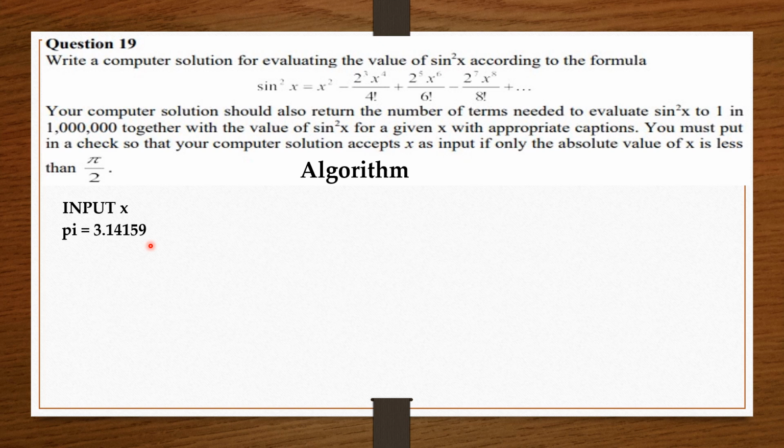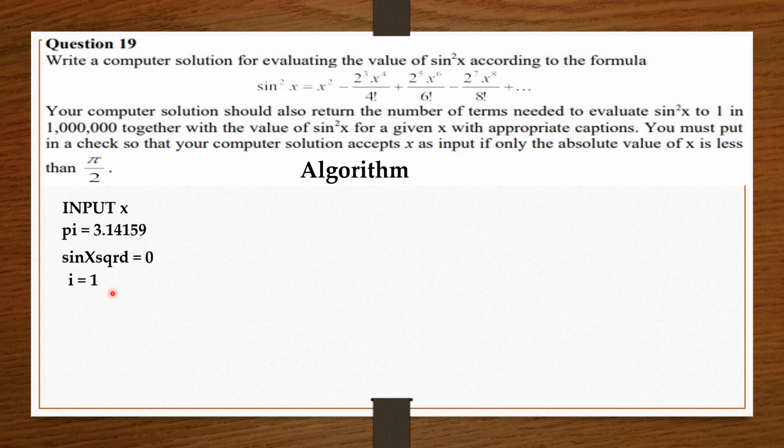We are asked to evaluate sin squared. So we will create an empty variable called sin squared, where the value of sin squared will be stored. So we say sin squared equals 0. I equals 1. As we go along, I'll explain why we are saying I equals 1.